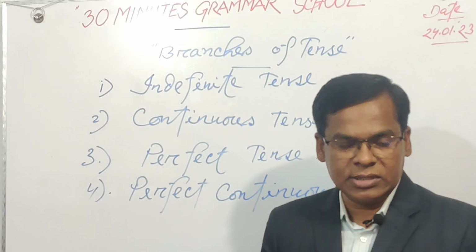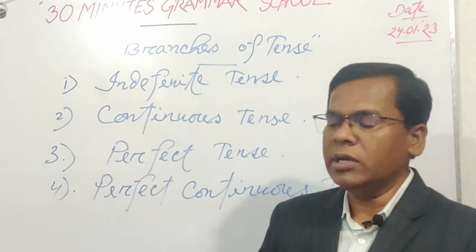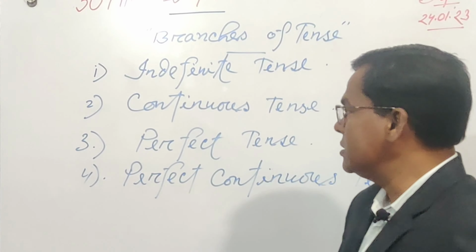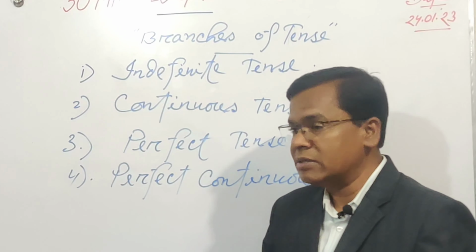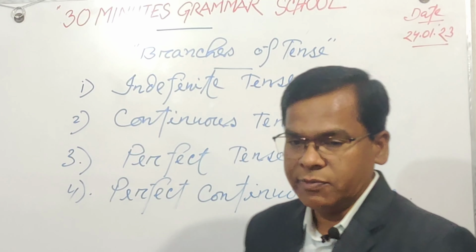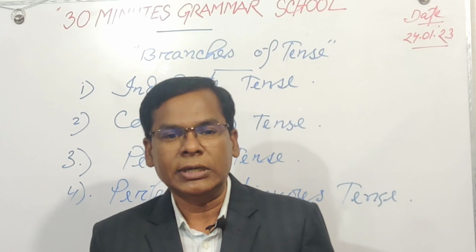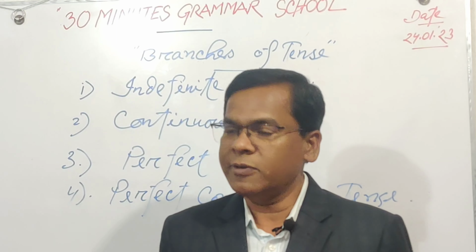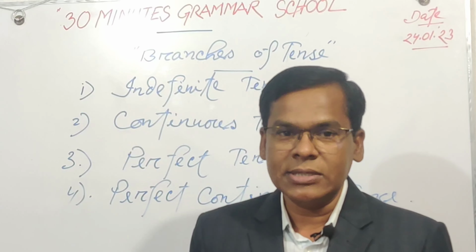If we mingle and mix both kinds of tenses, that means root tense and branch tense, then we find totally 12 kinds of tenses. They are present indefinite, present continuous, present perfect and present perfect continuous tense. Similarly, past indefinite, past continuous, past perfect and past perfect continuous tense. Again, we can say future indefinite tense, future continuous tense, future perfect tense and future perfect continuous tense. So these are the 12 kinds of tenses.